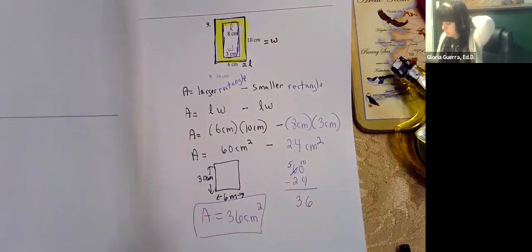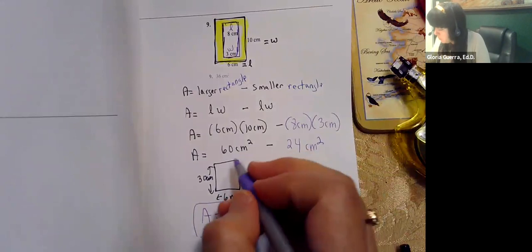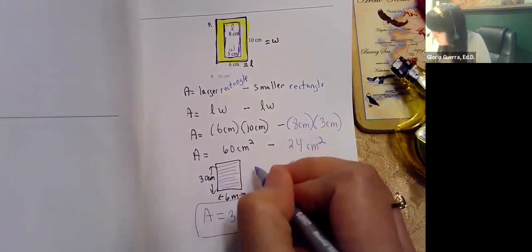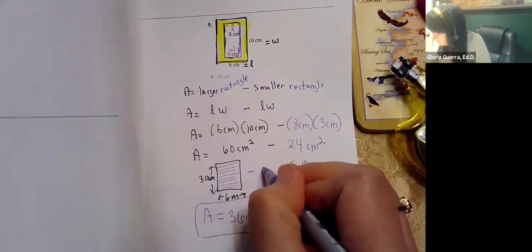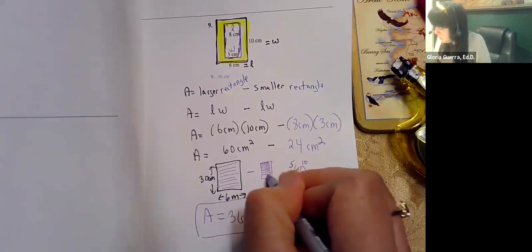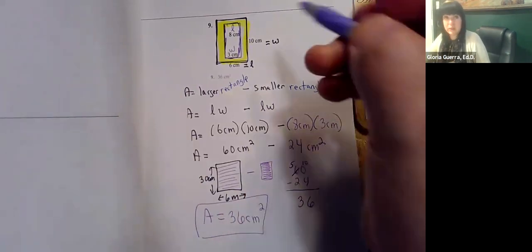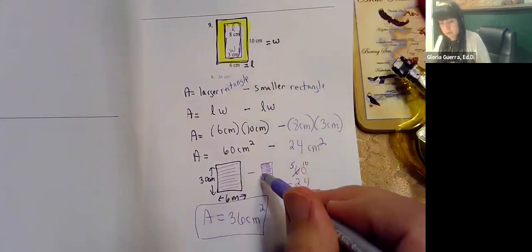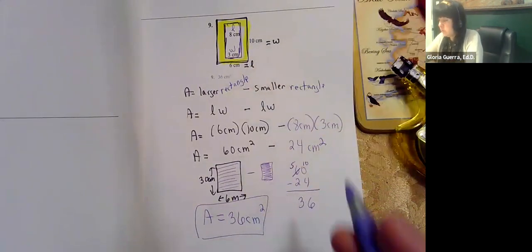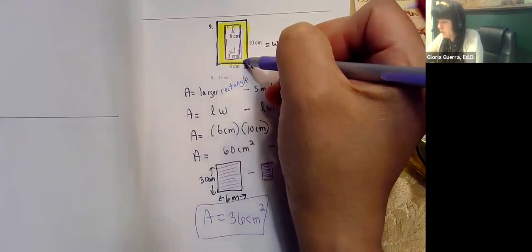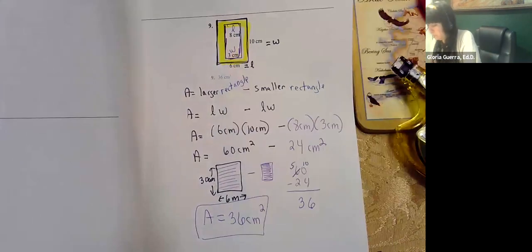Okay, so you have this larger area of the rectangle minus this smaller area of the rectangle, which is what's inside here. And the larger minus the smaller will give you this leftover piece right here, this piece right there. Okay.